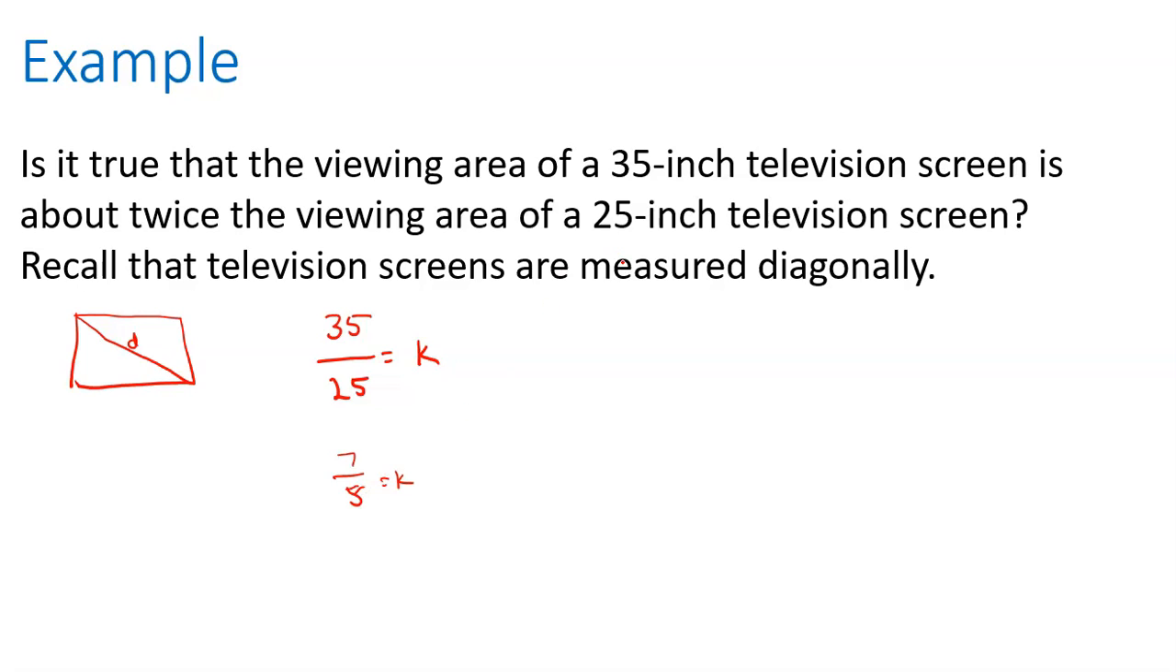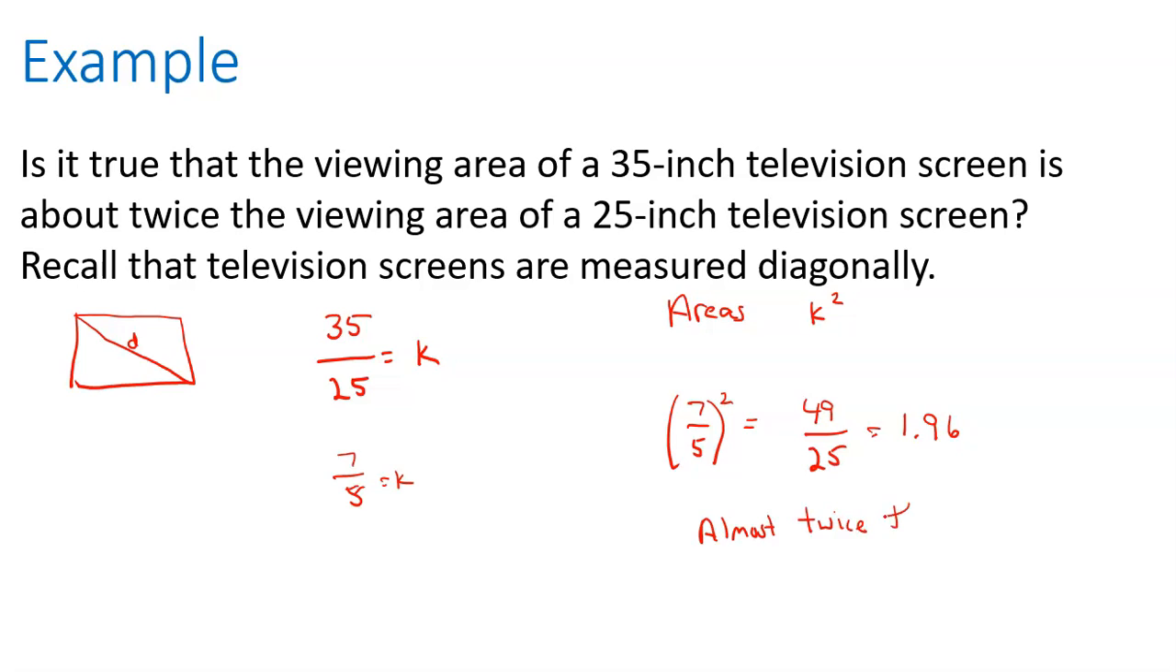So if 7 over 5 is my k, if I want to compare areas, I need k squared. So let's take 7 over 5 and square it. That gives me 49 over 25. Sure enough, that's almost 2, right? It's just shy of 2. It's 1.96. So yeah, almost twice the area. And so if you're comparing television screens, you can do that, right? You could take the two areas, take the two lengths, divide them, and then see what the ratio is.